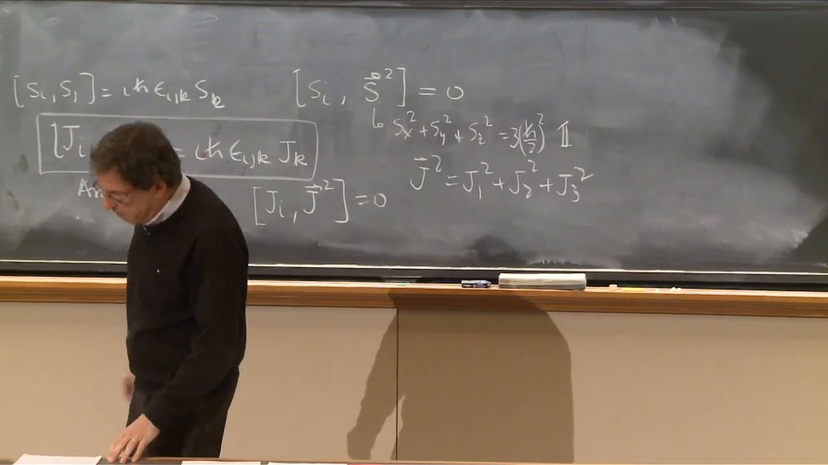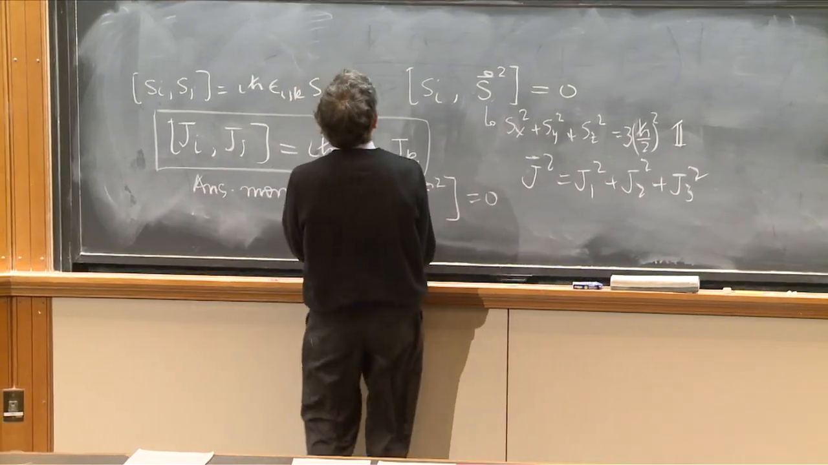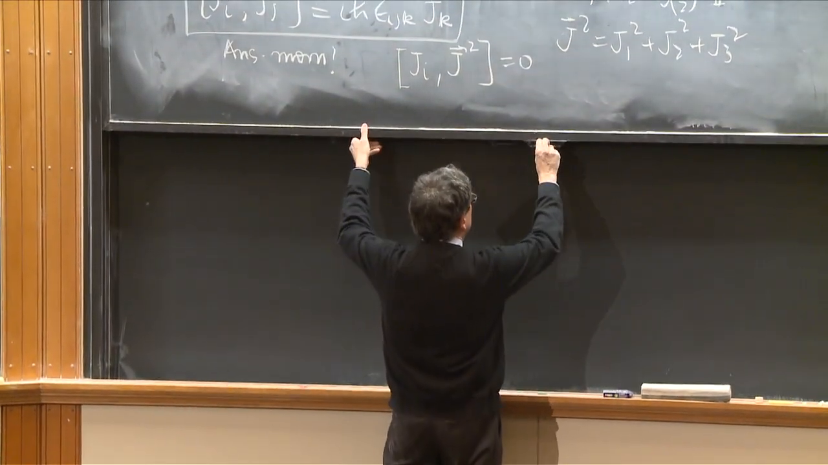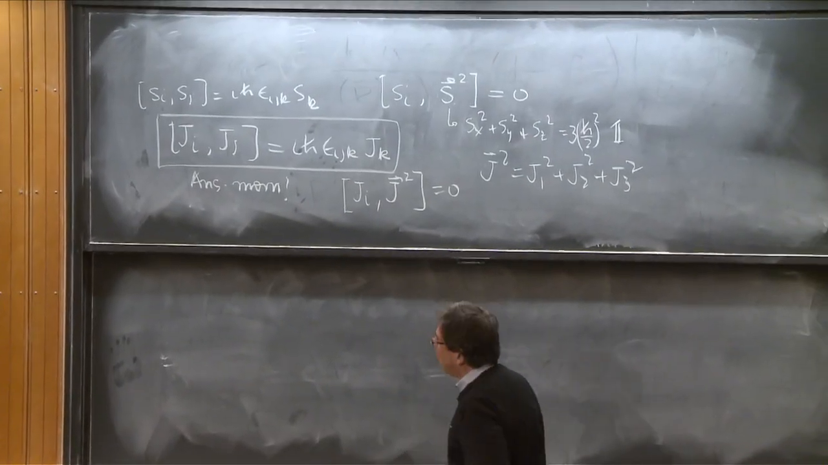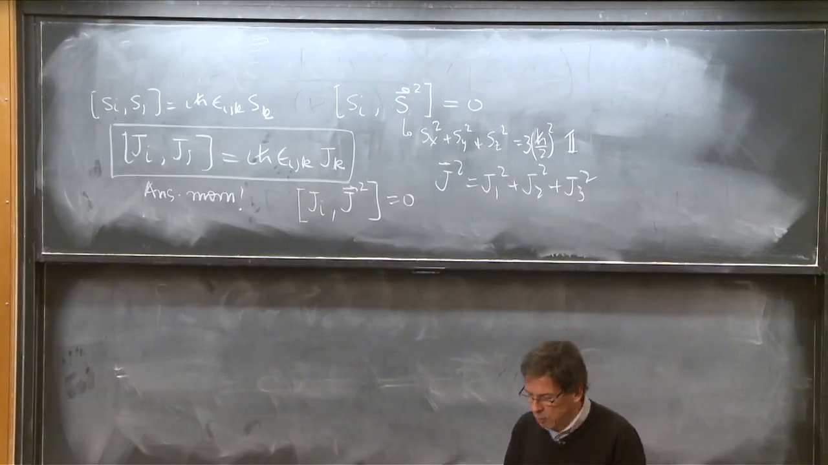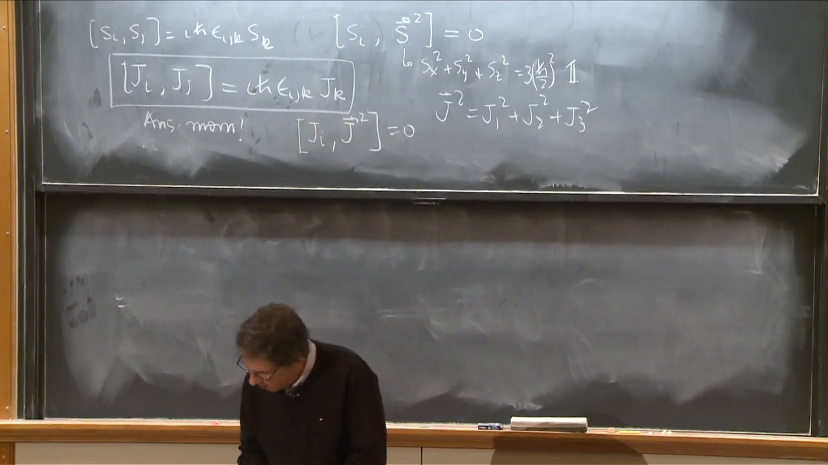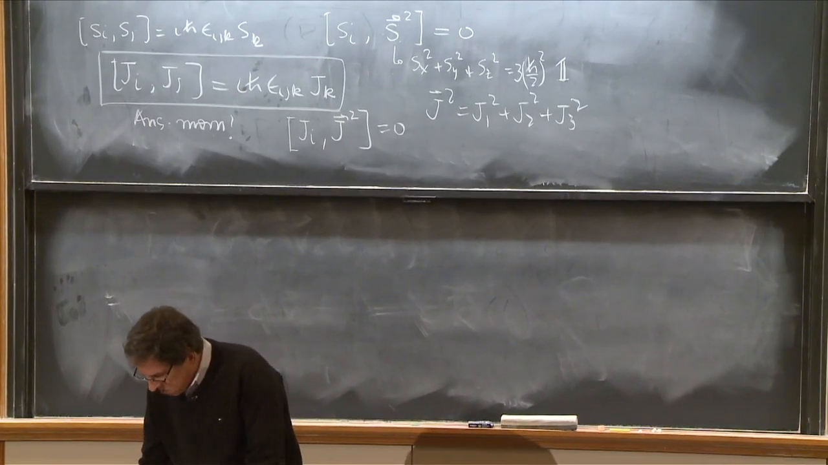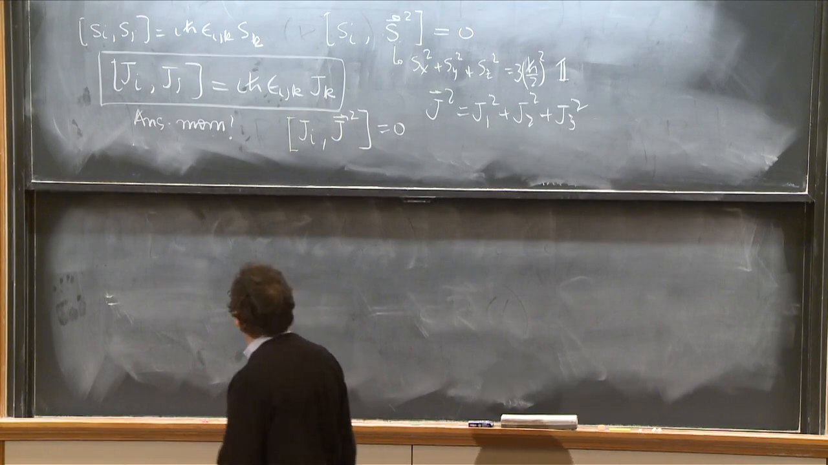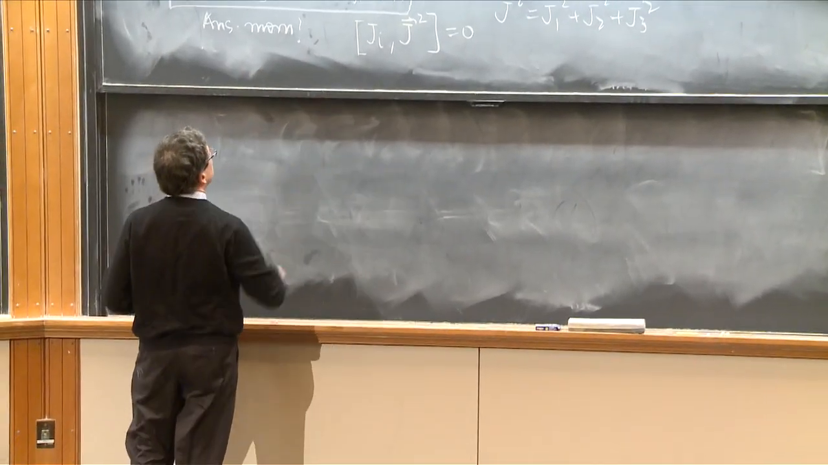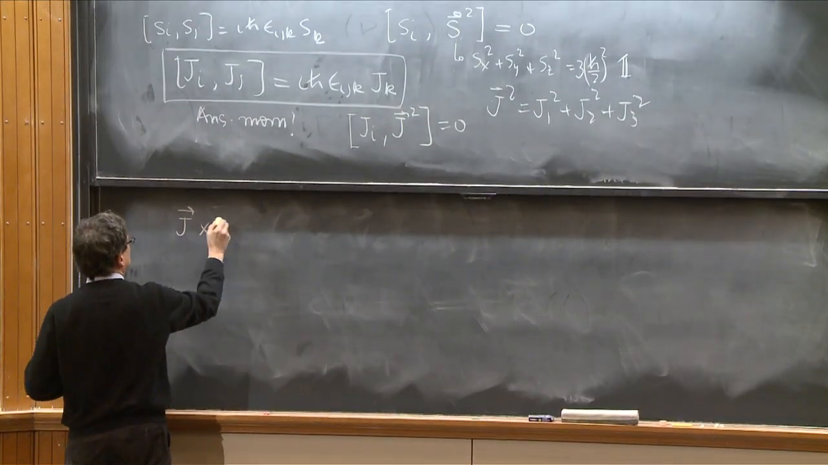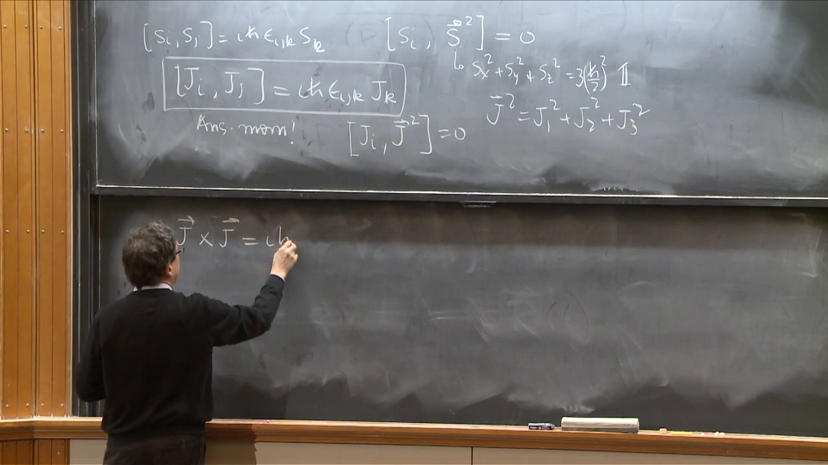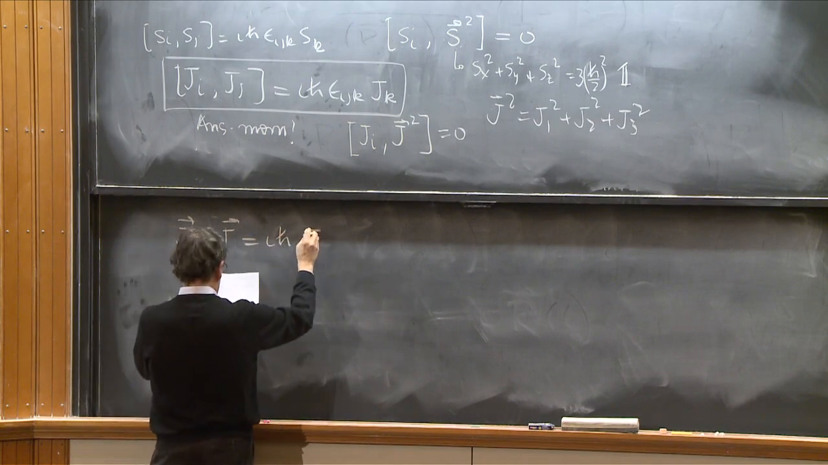Now, we did have a little more discussion. And these are all things that are basically related to what you've been doing in the homework. Another fact is that this algebra is translated into J cross J equals i h bar J.